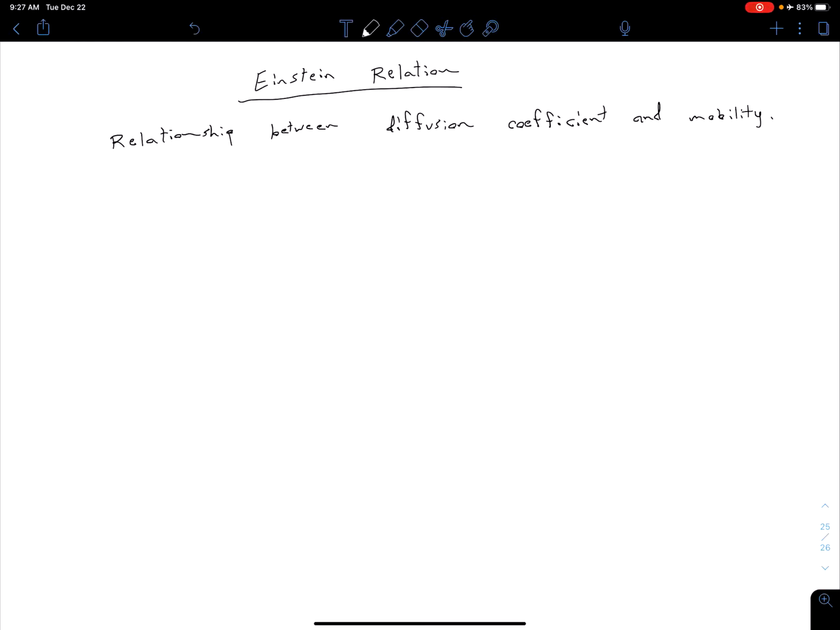So real briefly, we're going to look at a couple more things before getting to our first device. So the first thing I want to look at is our Einstein relation. And so what this does is it relates our diffusion coefficient and our carrier mobility. So we're sort of relating between our diffusion current and our drift current.